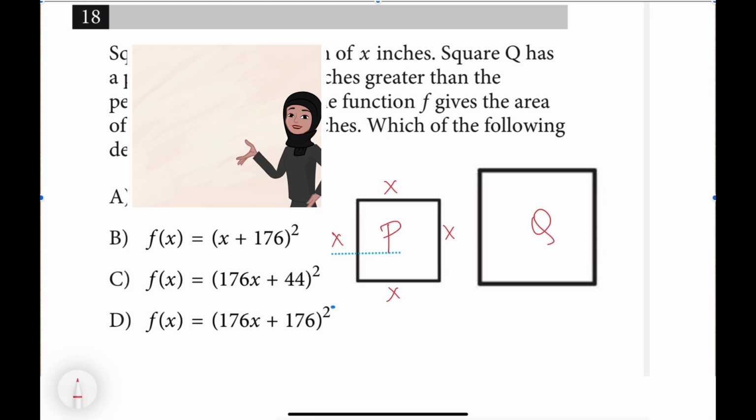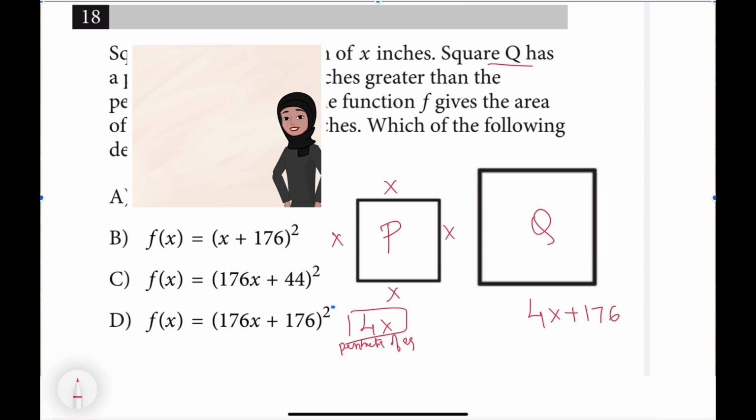So over here the perimeter of square P will be x plus x plus x plus x, that is x added 4 times, so 4x. And the perimeter of this one will be 4x plus 176, because they have said that square Q has a perimeter which is 176 inches greater than the perimeter of square P. So this is the perimeter of square P, 4x, and this is the perimeter of square Q, 4x plus 176.